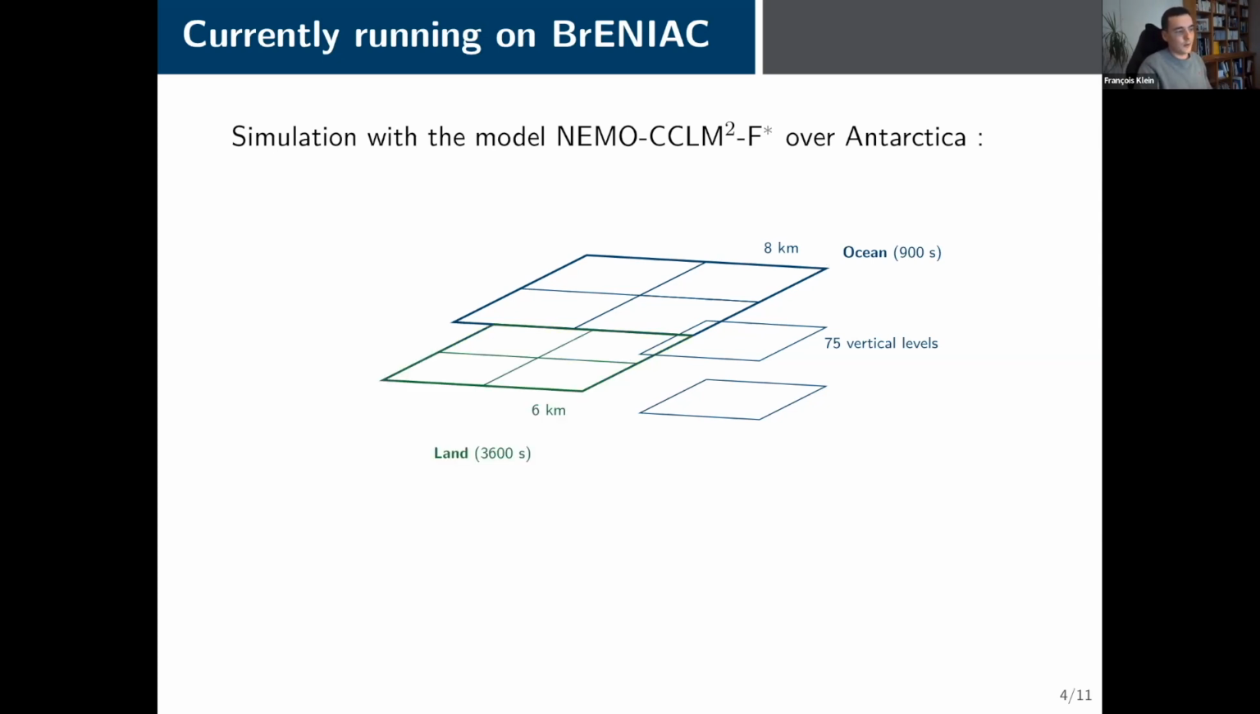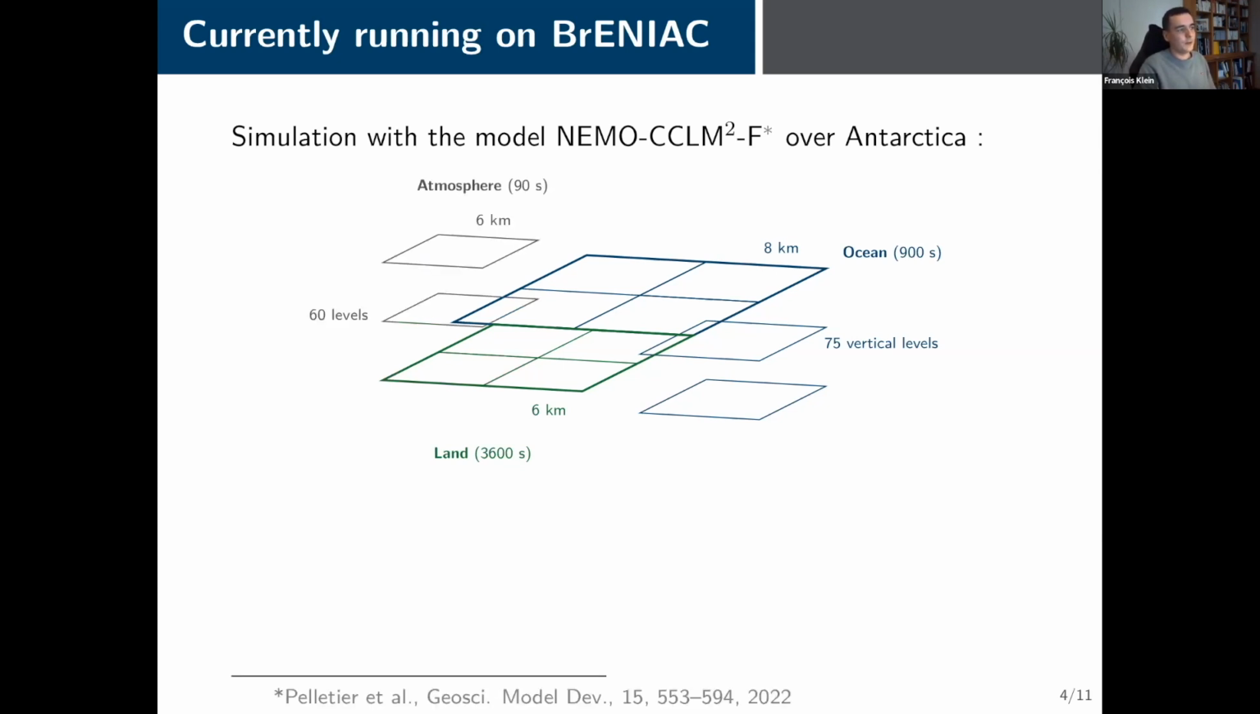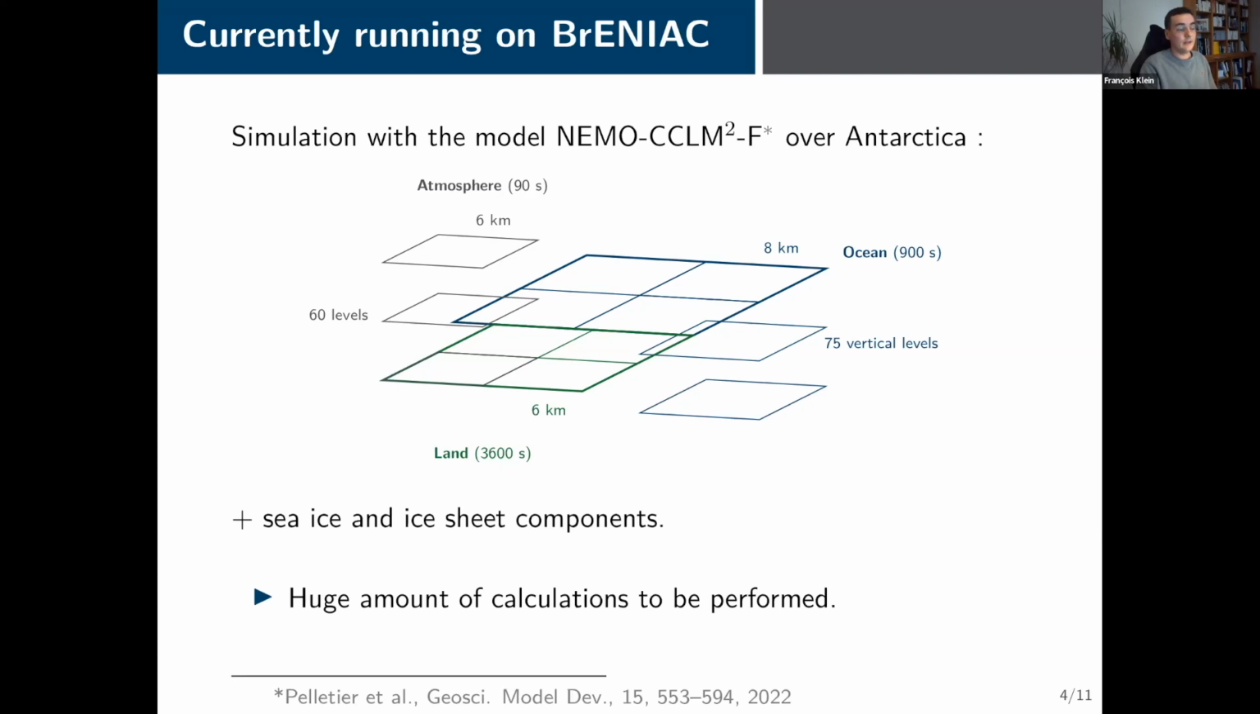Over land, there is a land processes model with a temporal resolution of 360 seconds, and a spatial resolution of 6 kilometers. And on top of them, there is an atmosphere model with a pretty high resolution: a temporal resolution of 90 seconds, and a spatial resolution of 6 kilometers and 60 levels. In addition to this, there is also a sea ice component and an ice sheet component. So you can imagine that if you want to run this model over a couple of years or a couple of decades, there is really a huge amount of calculations to be performed.